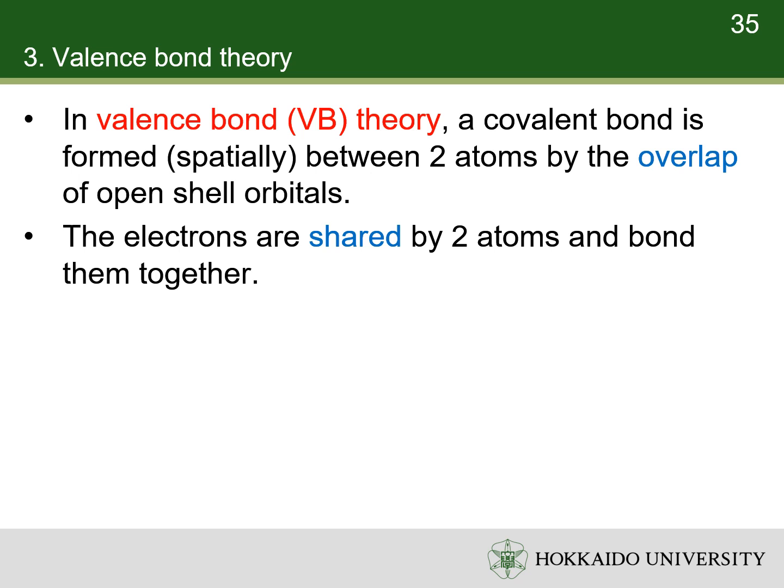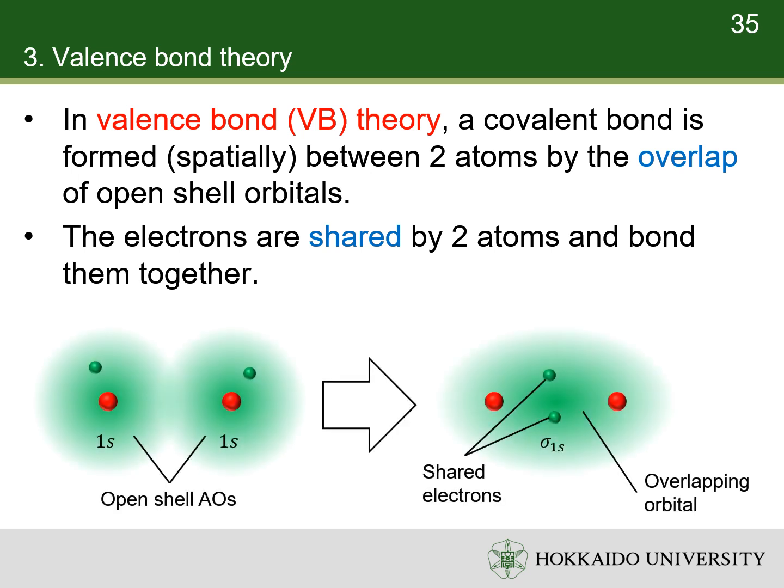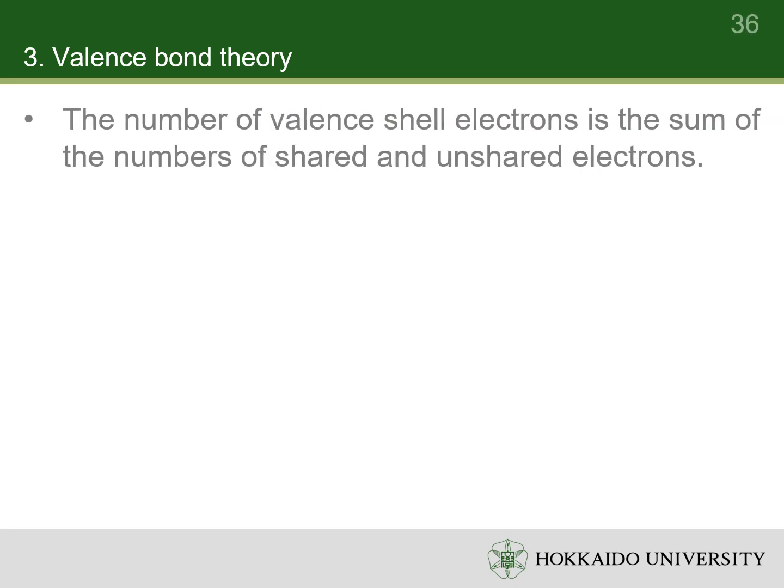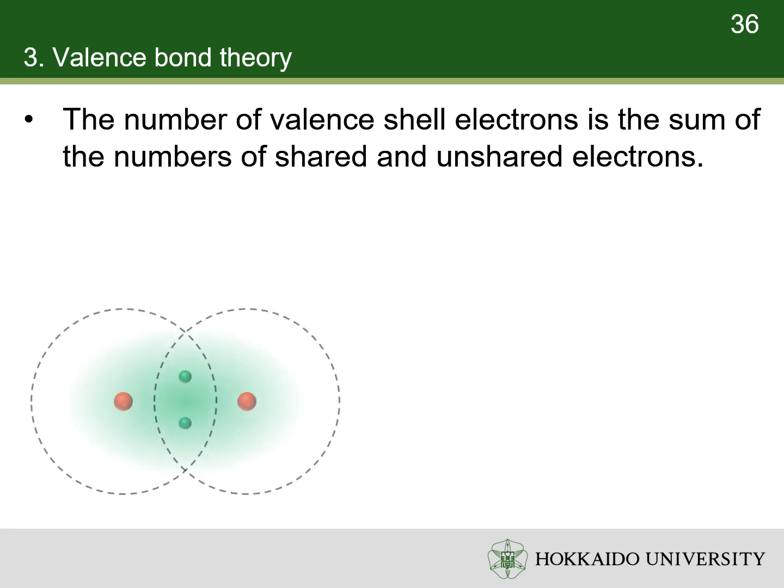together. For example, in a hydrogen molecule, two electrons are shared by the hydrogen atoms in a covalent bond formed by the overlap of their 1s orbitals. The valence electrons belonging to an atom and a molecule include both the shared and unshared electrons. The electrons shared by two atoms are counted twice, once for each atom. For example, in a hydrogen molecule, each hydrogen atom has two valence electrons, both of which are shared electrons.